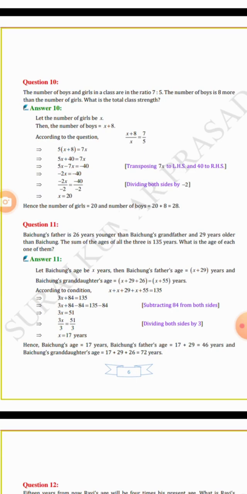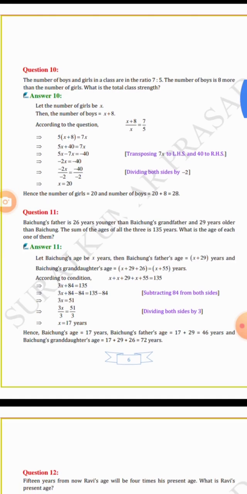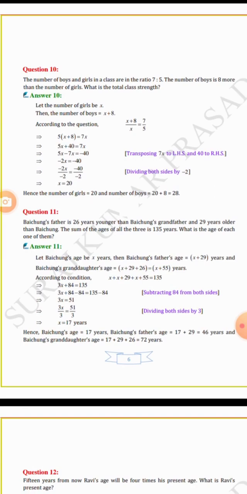Then 5 into x plus 8 is equal to 7x. Then by transposing 7x to LHS and 40 to RHS, we get 5x minus 7x is equal to minus 40. Then we get minus 2x is equal to minus 40. Then by dividing by minus 2 on both the sides, we get minus 2x by minus 2 is equal to minus 40 by minus 2. Then we get the value of x as 20. Hence the number of girls is 20 and the number of boys is 20 plus 8, 28.